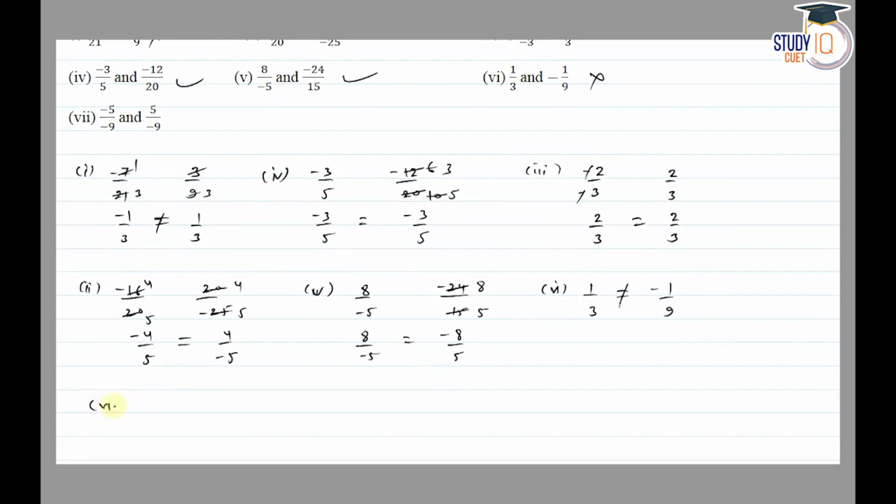Then seventh, minus 5 by 9 and 5 by minus 9. So minus and minus cancel out, so 5 by 9 is not equal to 5 by minus 9. So this pair does not represent the same rational number.